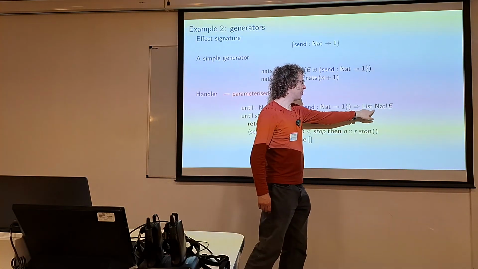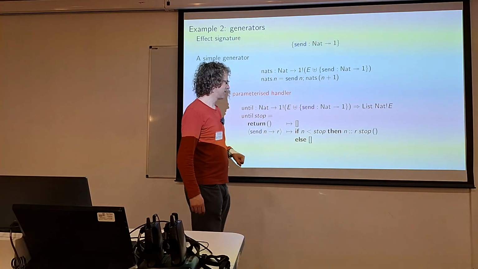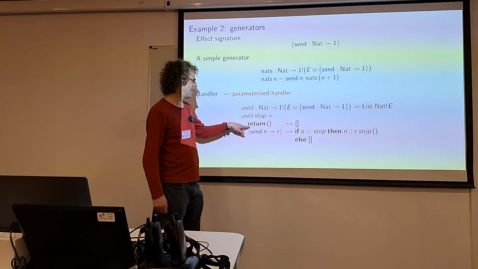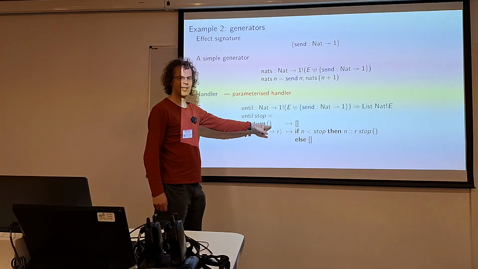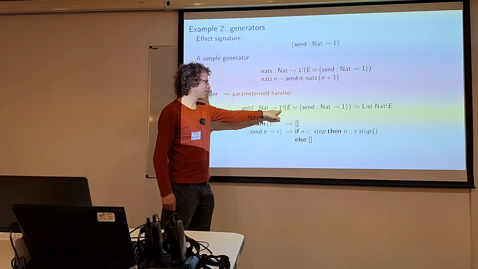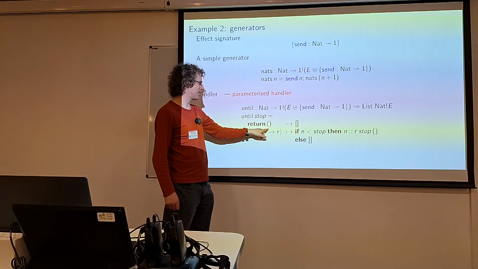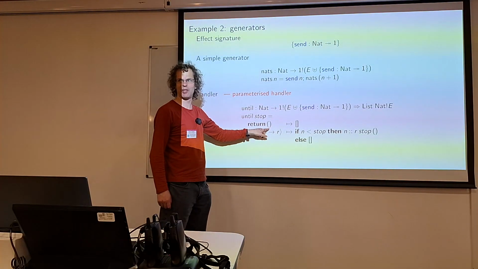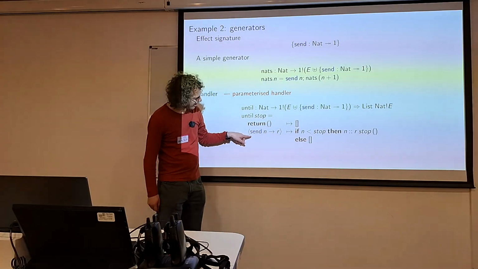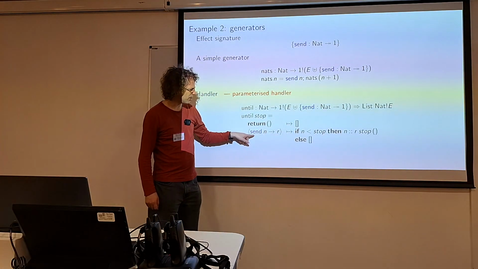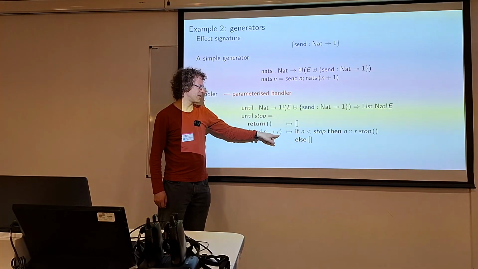But yeah, this is going to return the list of natural numbers. So again, in the return case, we need to get a list out. And the computation we're handling has unit type, so we know that the value we get back there is unit. We just return the empty list. And then the interesting case is where we get the send, and we have the resumption.